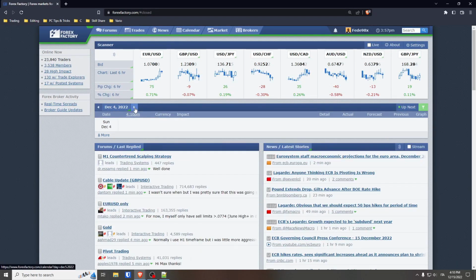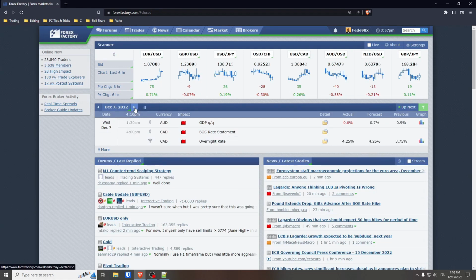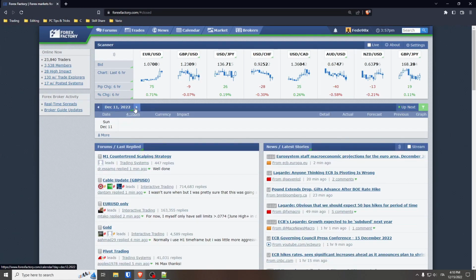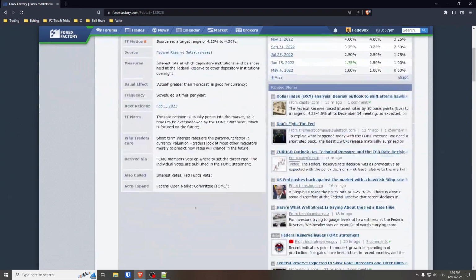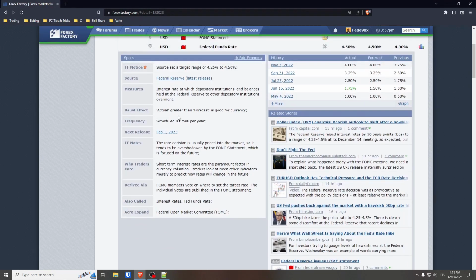Let's see if we can find our interest rate. Let's see. Exactly, federal funds rate, click on detail. You can see here, also called interest rates, Fed funds rate. It measures the interest rate at which depository institutions lend balances held at the Federal Reserve to other depository institutions overnight. Actual greater than forecast is good for currency.